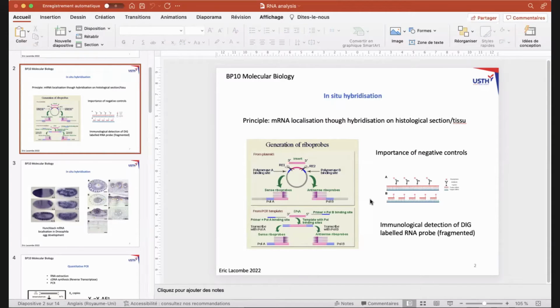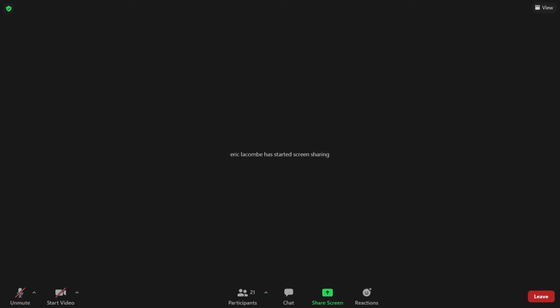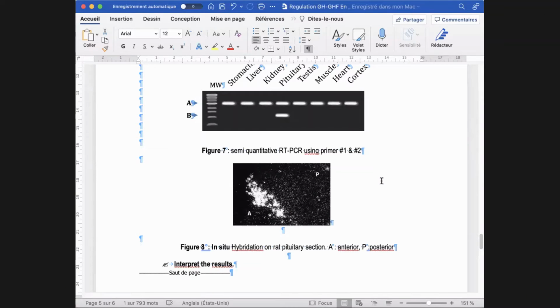Or not? It's okay. So I'm going to shift back to the end of the exercise where we are going to look at in situ hybridization. No, it's not this one, sorry. Okay, this one. You can see the mouse, yes?